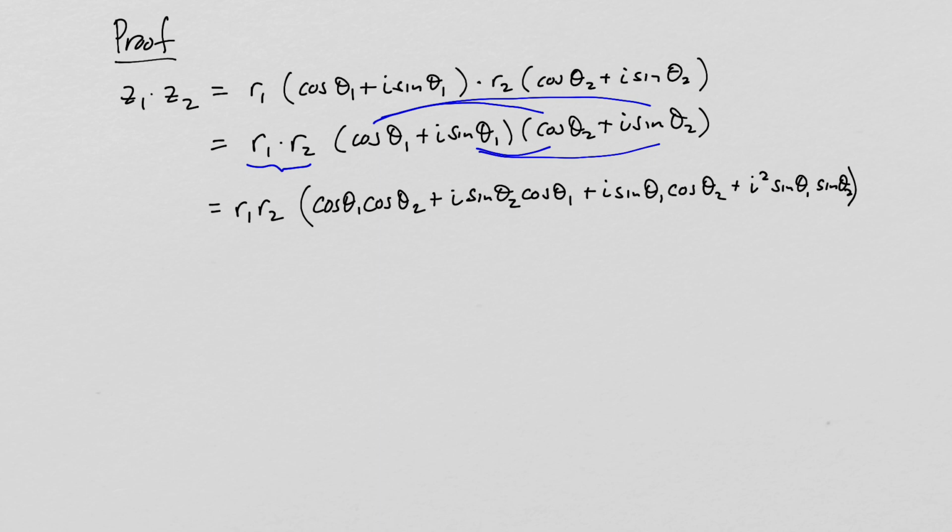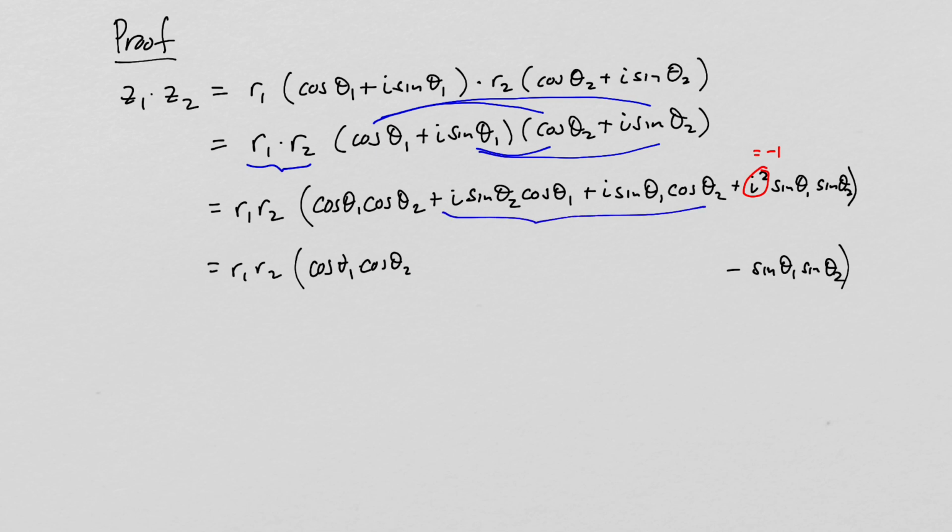So one thing we can notice is that i squared is equal to -1. So that last part there can be rewritten as negative sine of theta 1 sine of theta 2. And then the beginning is the same. And then in the middle here, we can factor out an i out of both of those. So if I pull out an i there, we get sine of theta 2 cosine of theta 1 plus sine of theta 1 cosine of theta 2.